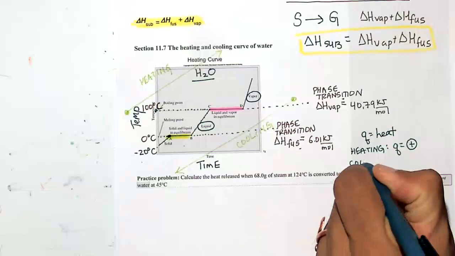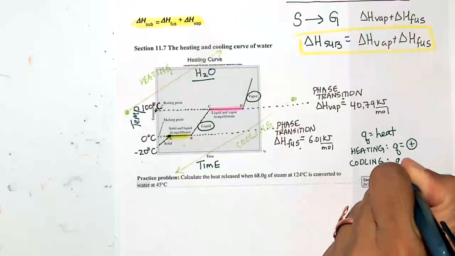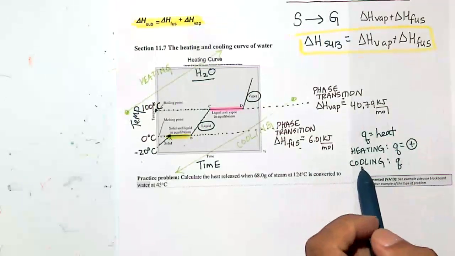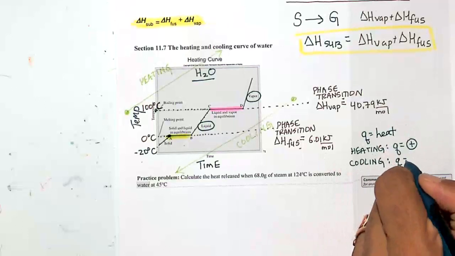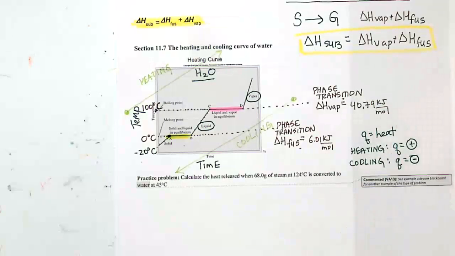When you cool something, where's all that heat going to? Outside the system. And what do we call outside the system? We call that the surroundings. So if it gives off heat to the universe like it does in cooling, that q becomes negative for the system. The system gives off heat to the surroundings.